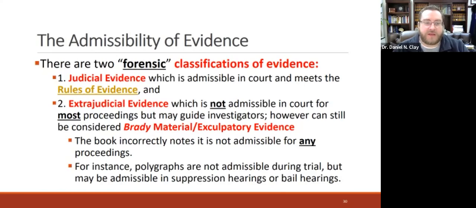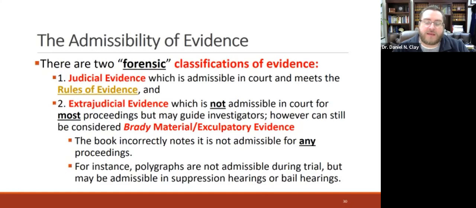However, there is extrajudicial evidence. This is evidence which is not admissible in court for most proceedings, but may guide investigators. That hearsay, somebody saying they saw Carl at the supermarket, might guide the investigation, depending on whoever Carl is and whatever the facts of the case are. So while it's not admissible in court, it's still evidence.